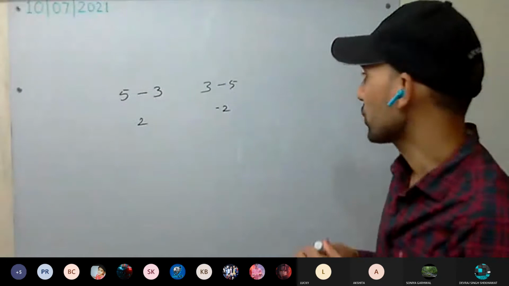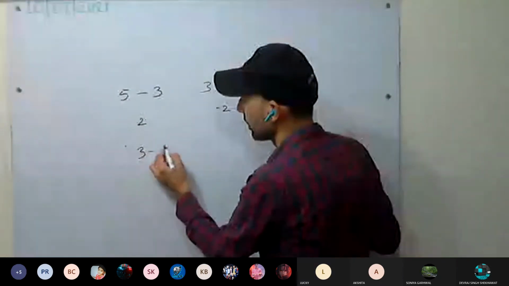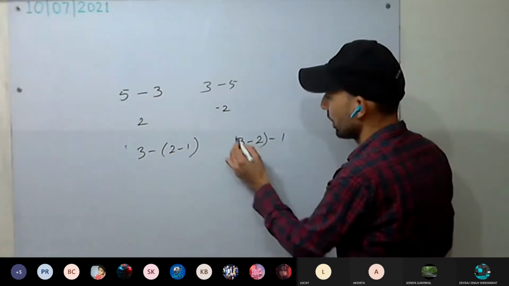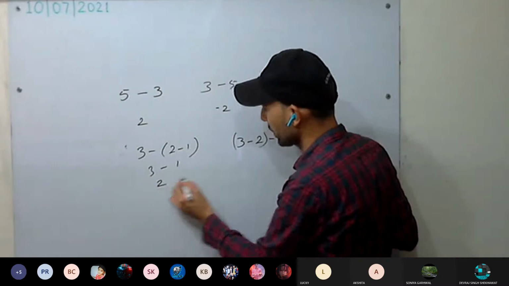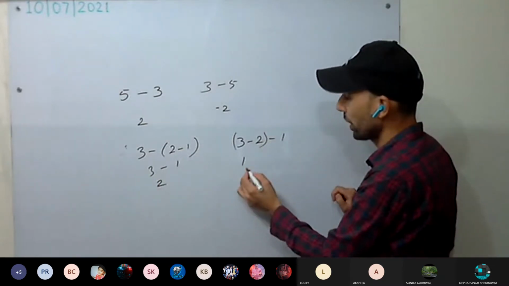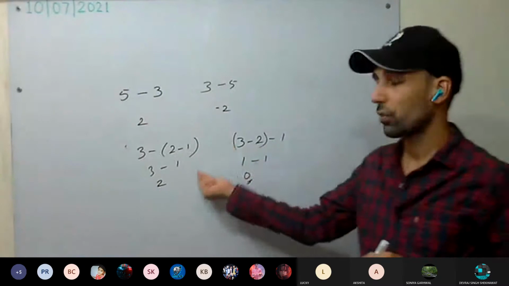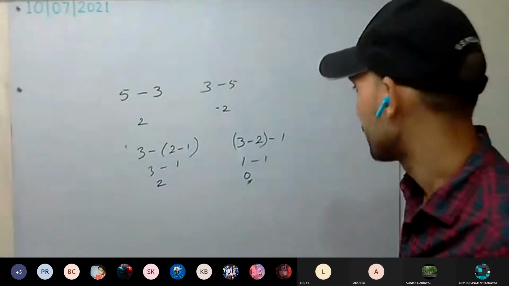Does it follow the associative property? No, sir. 2 minus 1, 3 minus 1, it's 2. 3 minus 2, 1. 1 minus 1, 0 we are getting. Yes or no? So it does not follow the associative property.